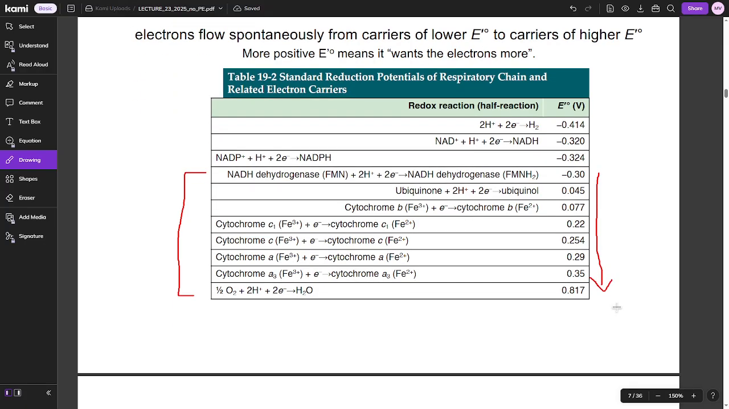Okay? We're basically just slowly but surely causing spontaneous reactions until we get to 0.817. We can't just go straight from here to 0.817, because what happens is you lose a lot of the energy as heat, and you don't harness any of it, which is a problem, right?